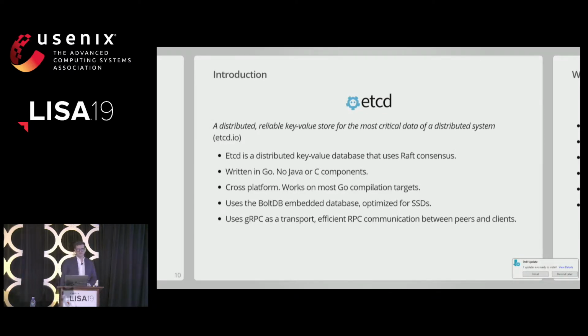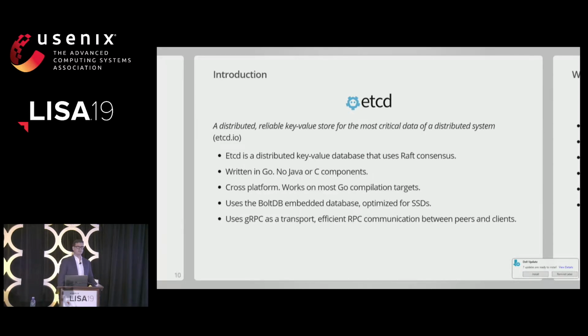OK, so etcd, what is etcd? According to their own documentation, it's a distributed, reliable key value store for the most critical data of a distributed system, the most critical. So you're not supposed to put everything in there. We kind of did anyway, and it actually worked OK, because the performance is really, really good.